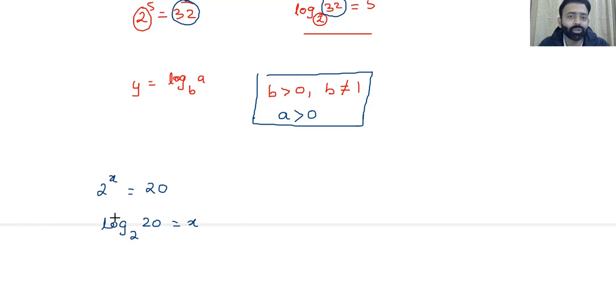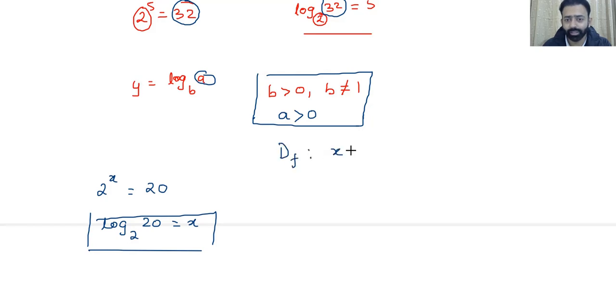Okay, so I'm not here to teach how to find logs using log tables. We're not talking about that. We're just giving the idea of the domain and range for the log function. So log of 20 with base 2. Now what will be the domain? Since I said that this a should be positive and this a is our input, the domain for the log function is always positive. And the range of the log function will be all real numbers. The range of this will always be any real number.